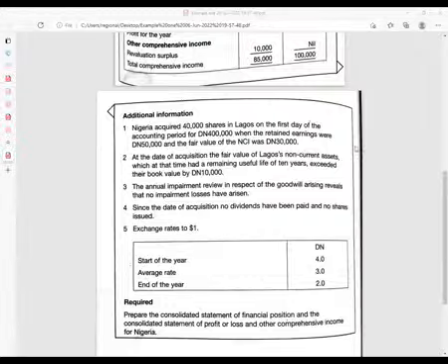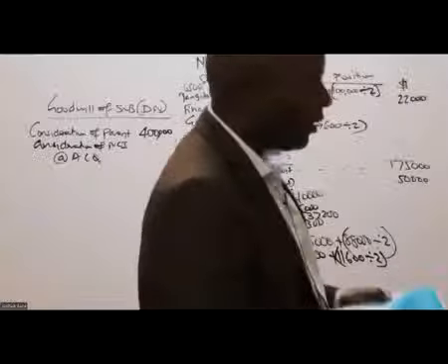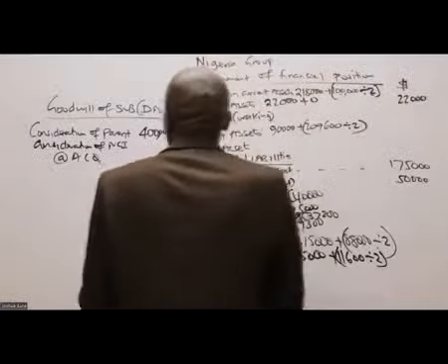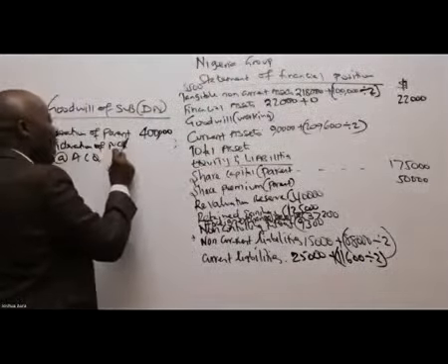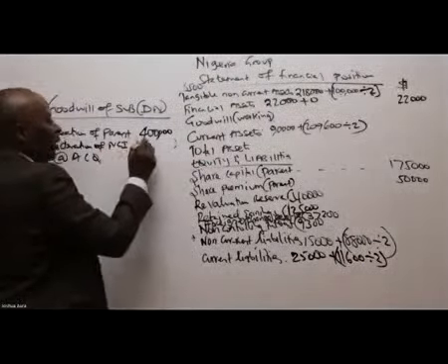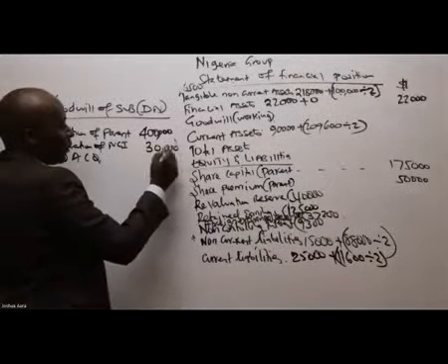You're told somewhere here that Nigeria acquired 40,000 shares in Lagos on the first day of the accounting period for DN, when the retained earnings were DN 50,000 and the fair value of NCI was 30,000 DN. So everything is in terms of DN. Again, consideration of NCI at the date of acquisition, they have told us it's 30,000.